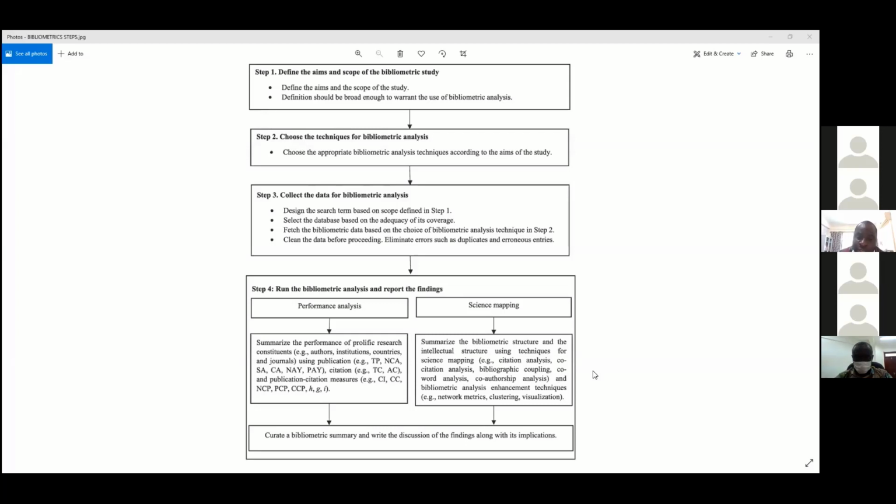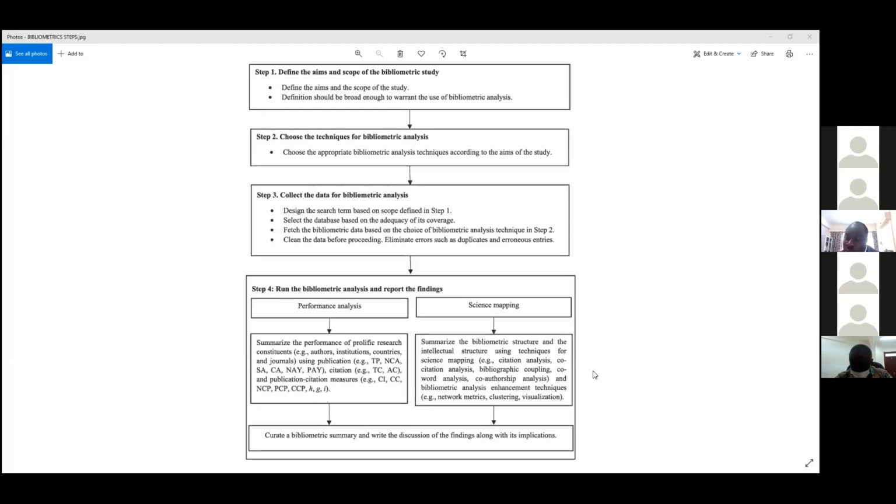And here there are 2 streams. You have the performance analysis, where you summarize the work of the various research groups, whether they are authors, institutions, countries, or journals. And then, of course, you also use their publications, their citations, and publication citation measures. You use all of that, the G index, the I index, the I-10 index, H index. You use all of those to assess their performance.